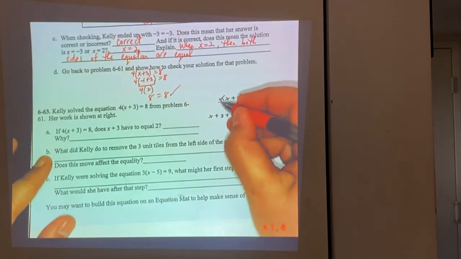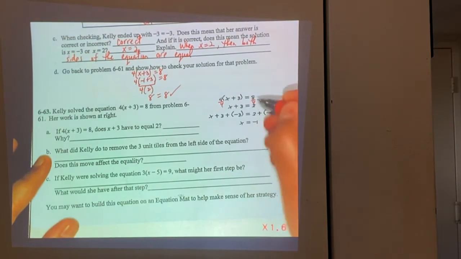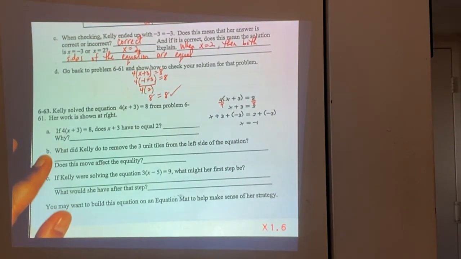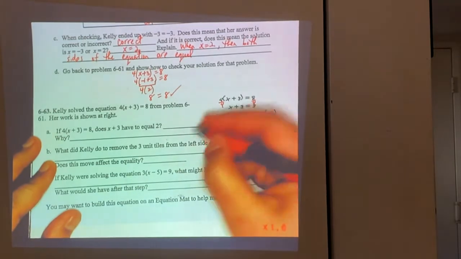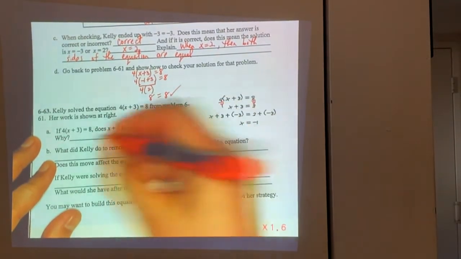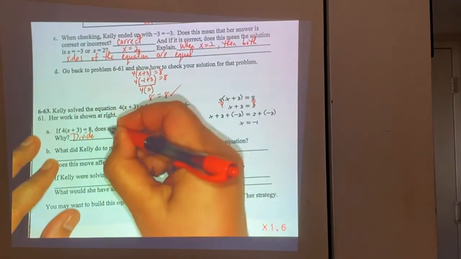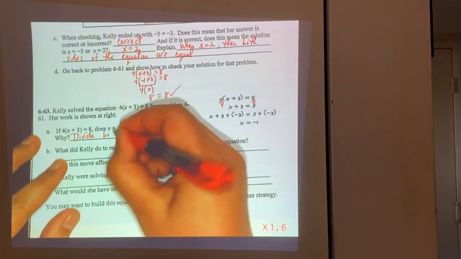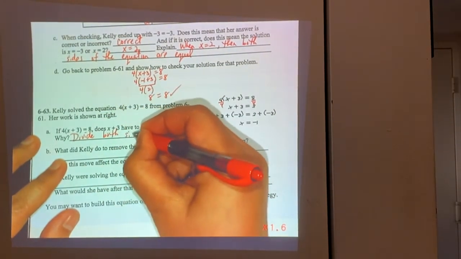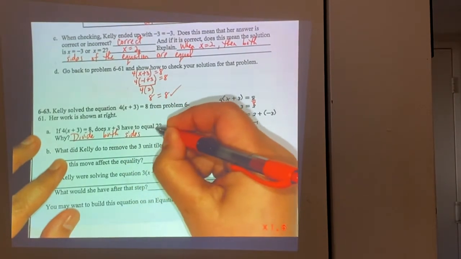We probably need to show she divided by 4, like what we did. If 4(x + 3) = 8, does x + 3 equal 2? Yes. Divide both sides by 4.